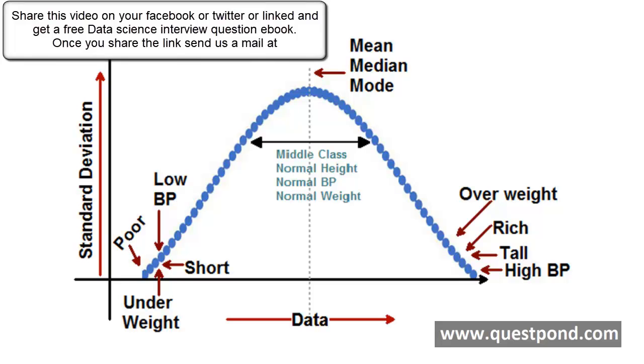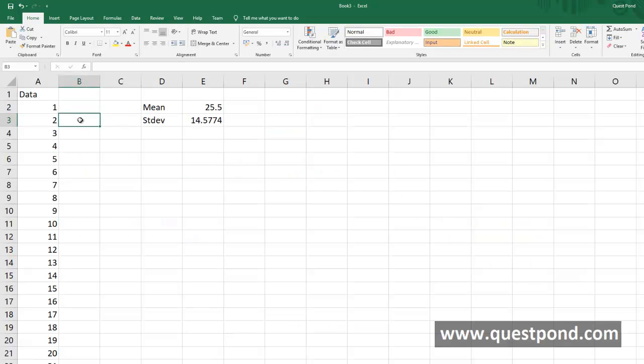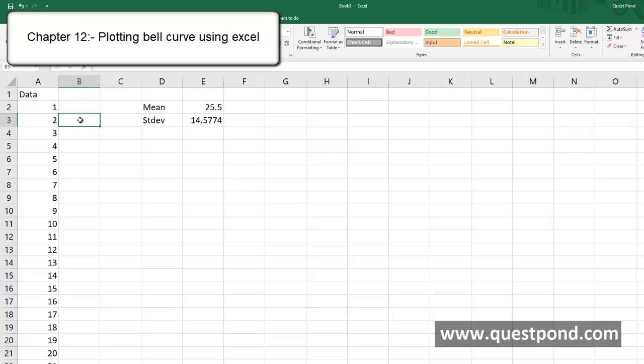So you will have less amount of people who are underweight, less amount of people who are overweight, and normally people will be of normal weight. You will have less amount of people who are short, less amount of people who are tall, but most of them will be of a normal height. You will have less poor and less rich people, but most of them will be middle class, right? So every data you find around you follows this nature's law of distribution, that is normal distribution. So now let us go ahead and plot the bell curve using the normal distribution.